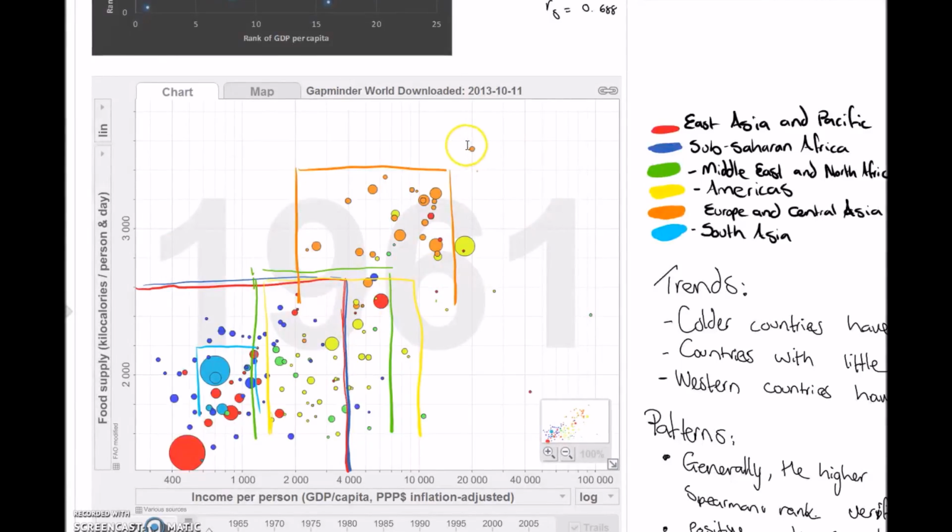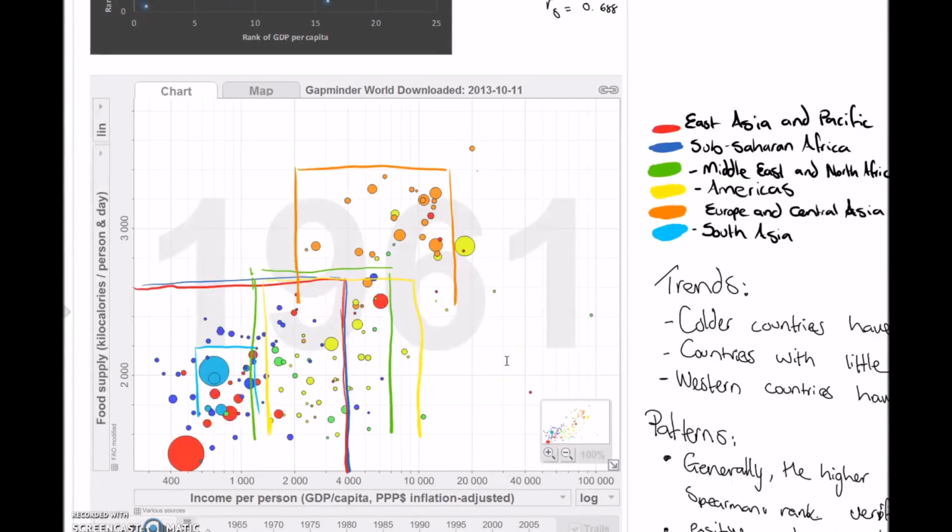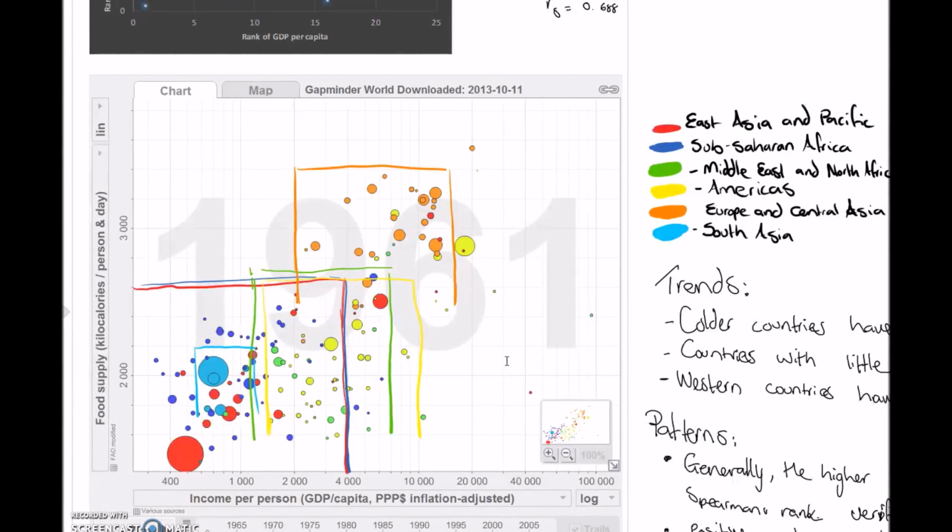Up here we have Switzerland, this is Kuwait, that is Bermuda, this is Brunei, and this is Saudi Arabia. And some of these countries have higher income per person because of their natural resources, as they are trading with other countries, and therefore they have more jobs.